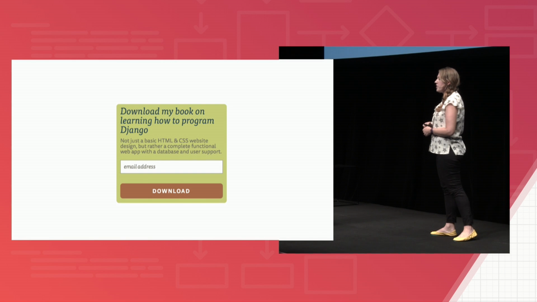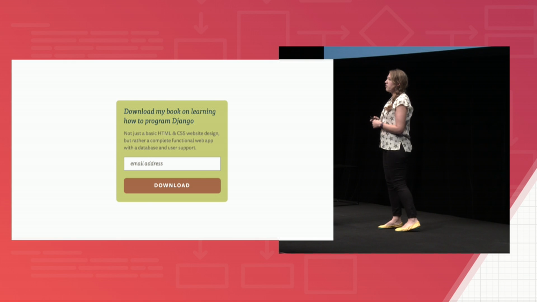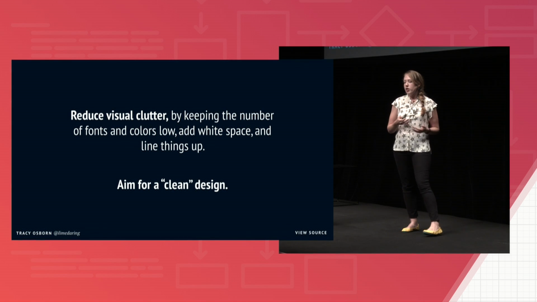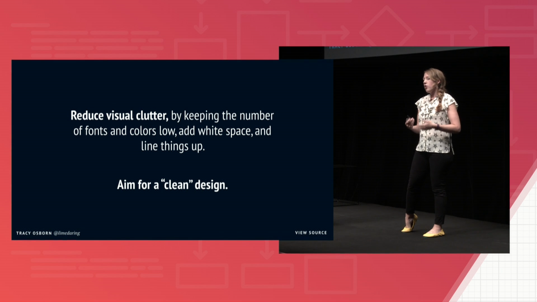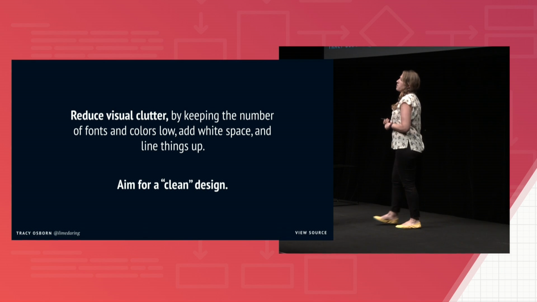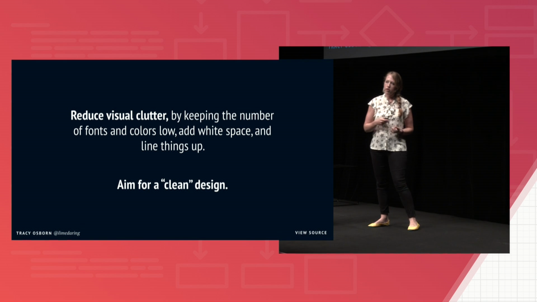So back to the little widget. We're going to add some more space, and it looks even more clean. So remember, when you're working on the visuals part, the number one thing to remember is to reduce visual clutter. And you can do that by keeping the number of fonts and colors low, adding white space, and lining things up. Aiming for a clean design will get you so far.